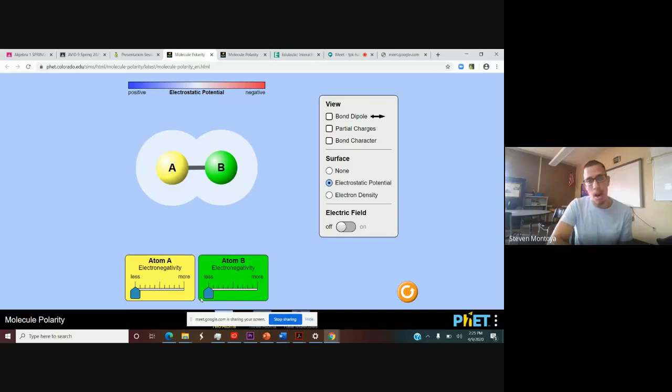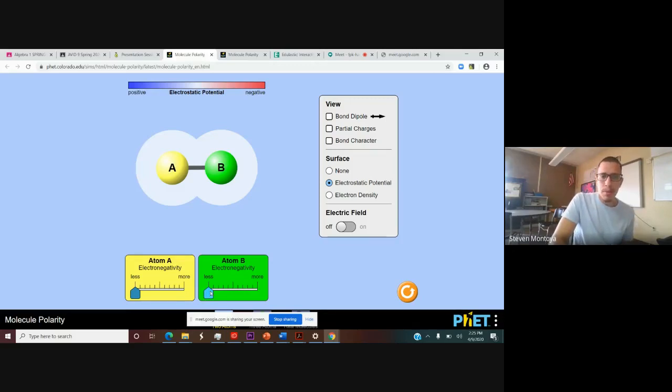Remember, white means no charge, right? So now look at the electronegativities of both atoms. They are exactly the same, all right? You may wonder, when the electronegativities of each atom are equal to each other, are you always going to get no charge inside the molecule? All right, let's check it out.